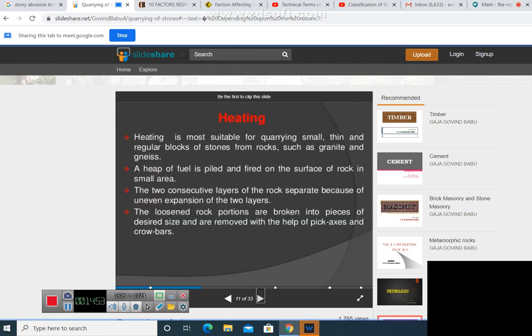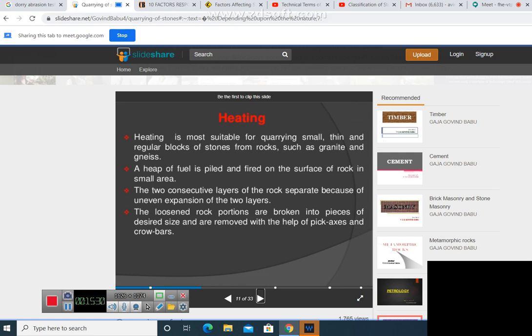Another method of quarrying you call heating. If you want to obtain small, thin and regular blocks of stones from rocks such as granite and gneiss, you place a heap of fuel on the rock and fire it on the surface of the rock in a small area. The two consecutive layers of the rock separate because of uneven expansion of the two layers. The loosened rock portions are broken into pieces of desired sizes and are removed with the help of pickaxes and crowbars.